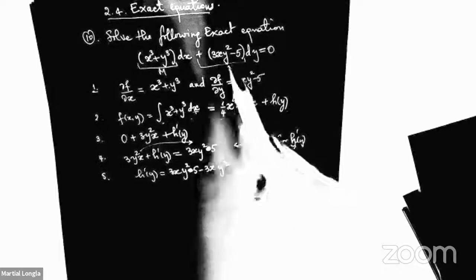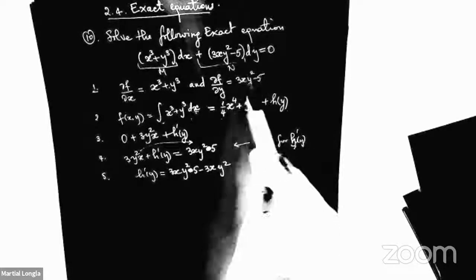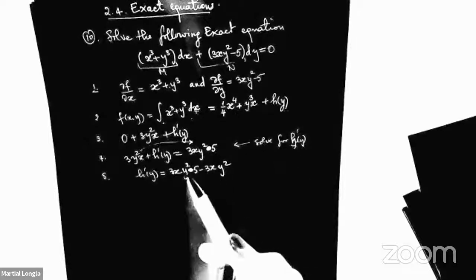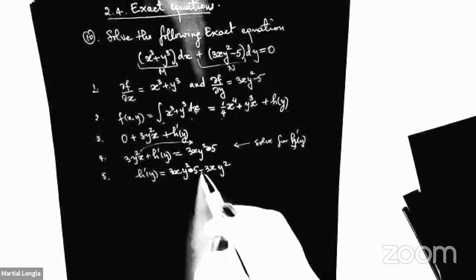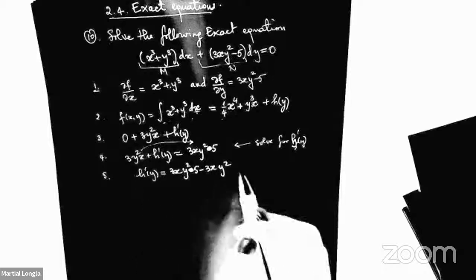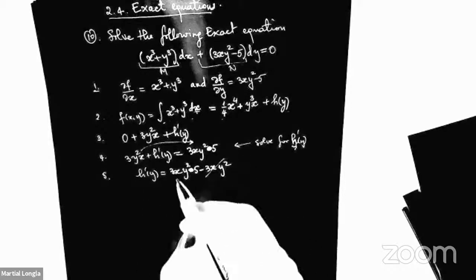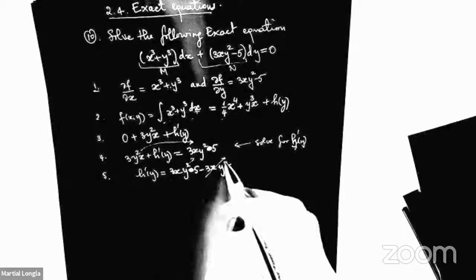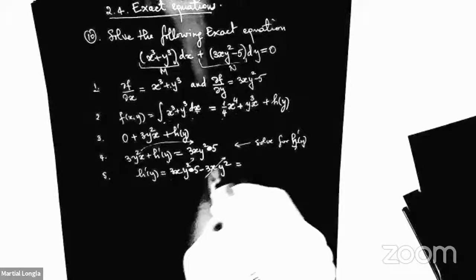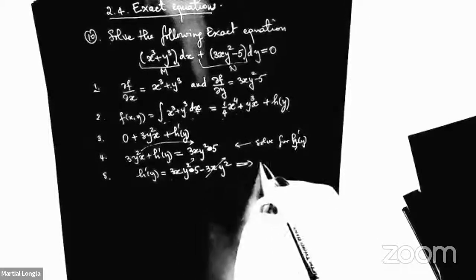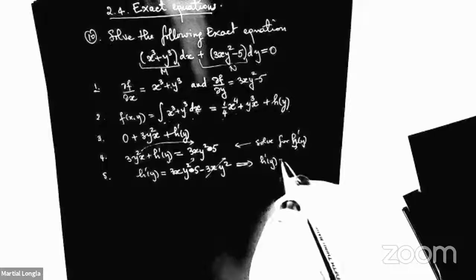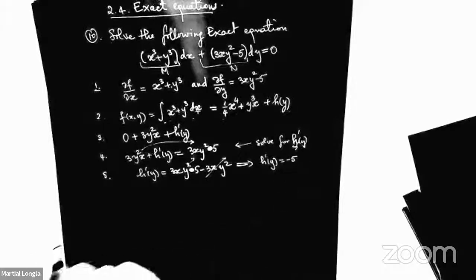So that's 3xy squared minus 3xy squared minus 5. That's it here, and I repeat it here, and then right here. And then I subtract the rest from the left, and these two things cancel. And we get that h prime of y is equal to -5 in this case.